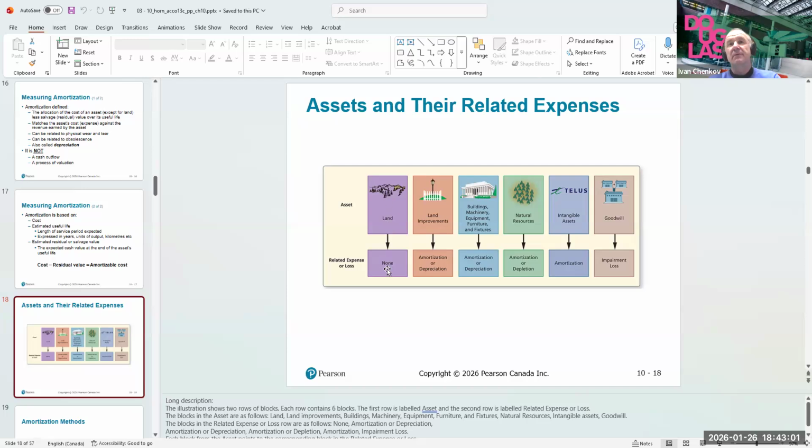For the land, again, we never amortize land. Land improvement, we have amortization, depreciation. Building, machinery, equipment, furniture, fixtures, again, amortization, depreciation. For natural resources, we're going to have amortization or depletion. Intangible assets will be amortization, and for the goodwill, that will be impairment loss.